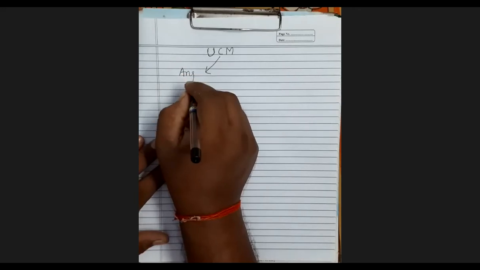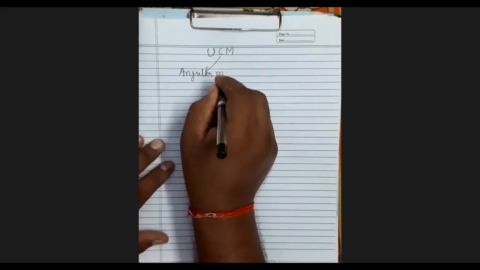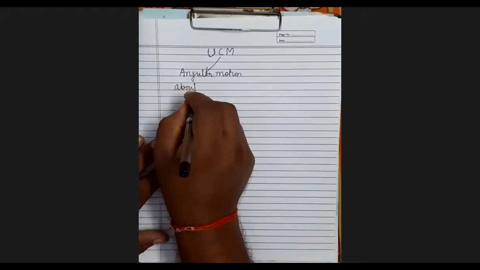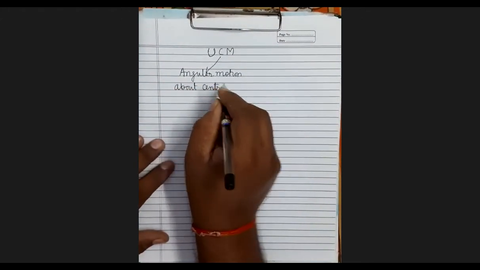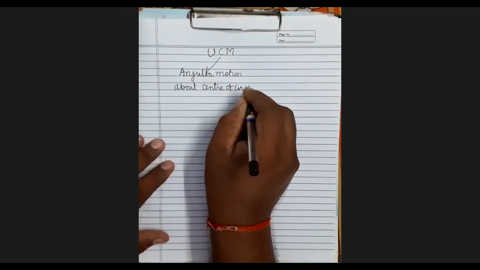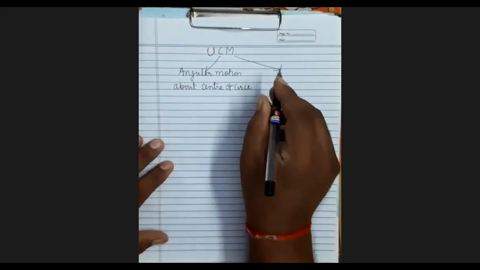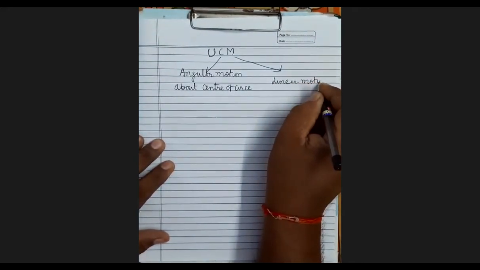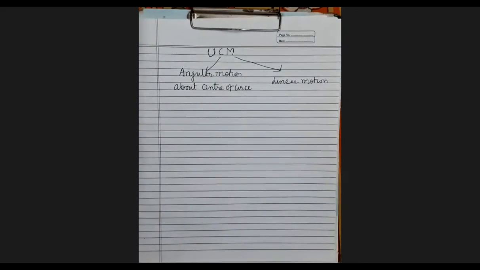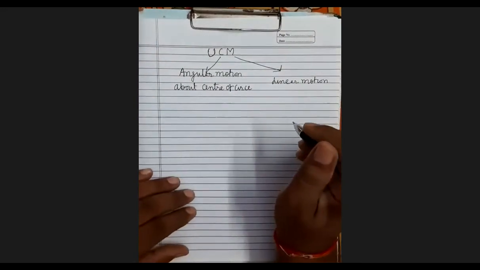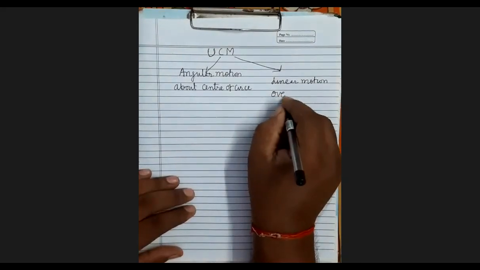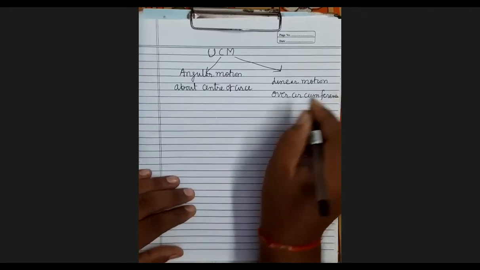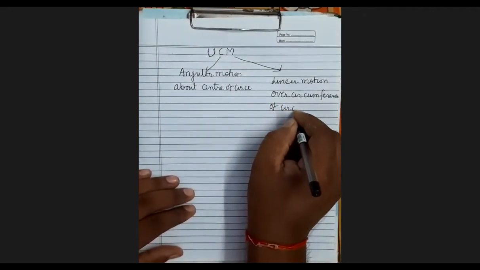Angular motion about the center of circle, while the other motion is linear motion over the circumference of circular path.